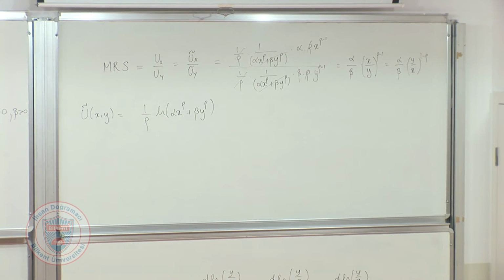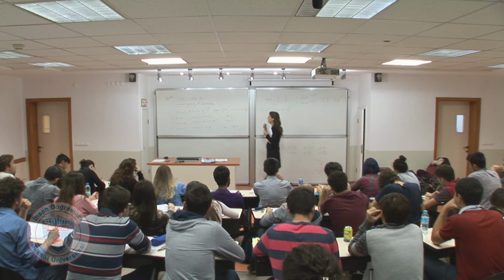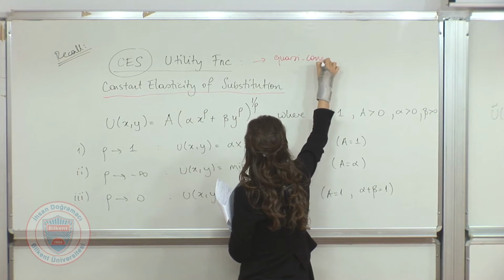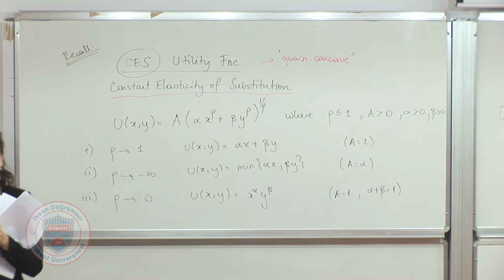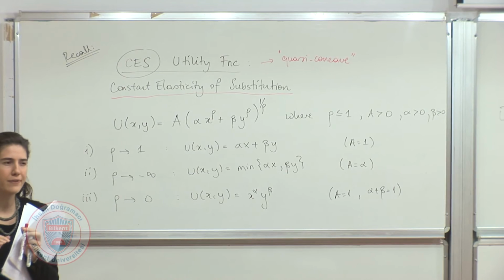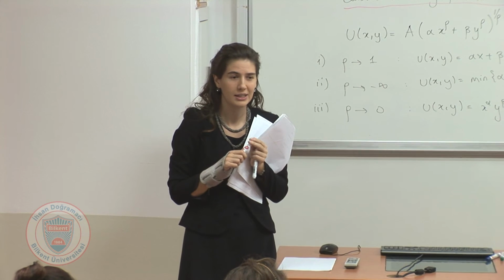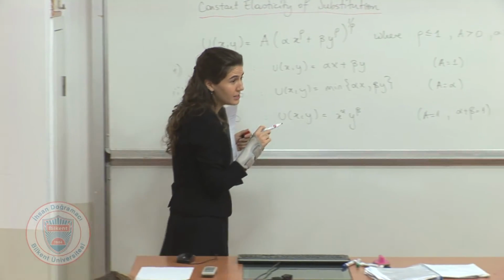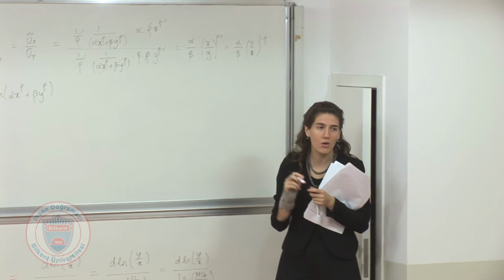So what can I actually say? Do you think this CES utility function is quasi-concave? Remember, it is leading to convex indifference curves, right? Either the utility function is quasi-concave or the indifference curves are convex, right? So how are we checking it? What should we look at? We should check whether the MRS is diminishing or not, right?